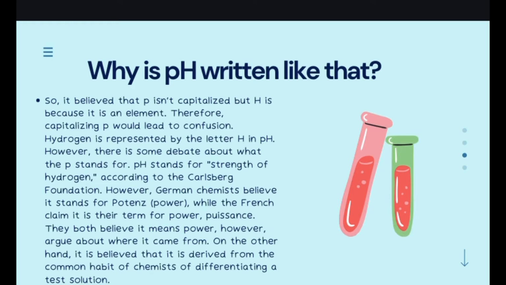So they both believe it means power. However, as I've said, they argue about where it came from. On the other hand, it is believed that it is derived from the common habits of chemists of differentiating a test solution. So they just believe it's random. While discovering it, they were just trying to differentiate between the test solutions, so that's why it was named pH, as a usual chemist habit.